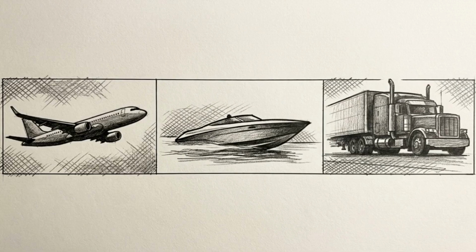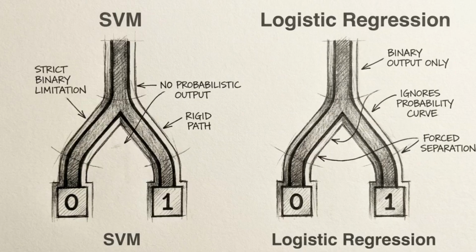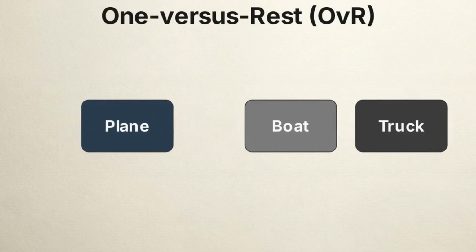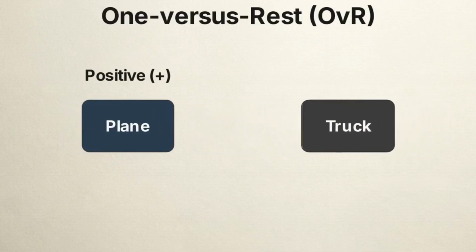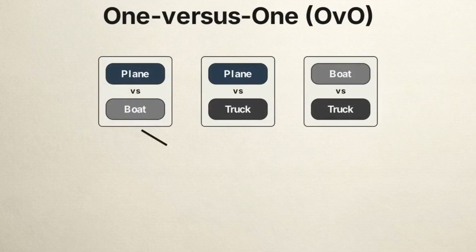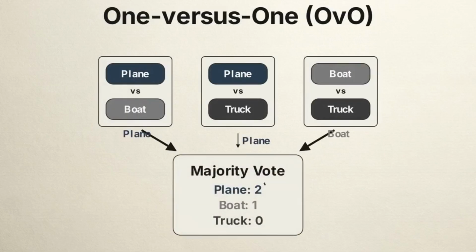This creates an architectural limitation. Foundational algorithms like support vector machines and logistic regression are natively designed to solve only binary problems. This matrix demonstrates 1 versus rest to evaluate 3 classes. It isolates plane as positive, merging the remainder into a single rest category. Alternatively, 1 versus 1 trains a distinct binary classifier for every label pair, resolving predictions through a majority vote.